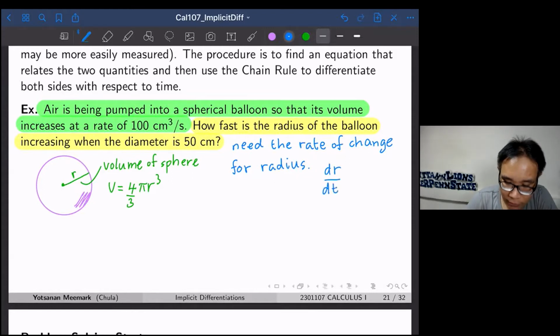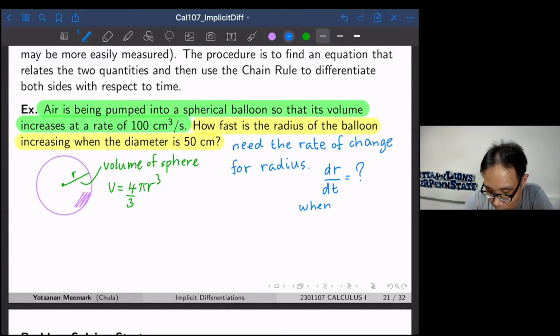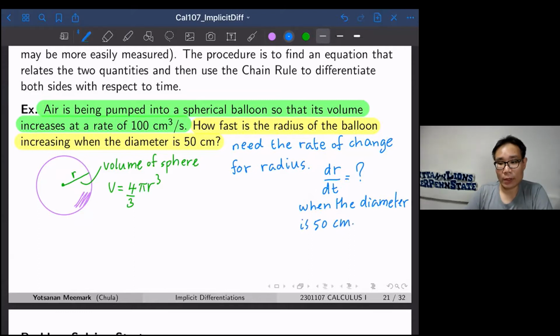So what is dr/dt? It's the change in radius relative to the time t. In this case, you'd like to know dr/dt equal to what, when the diameter is 50 centimeters, so the radius is equal to 25. This is what the question is telling you.